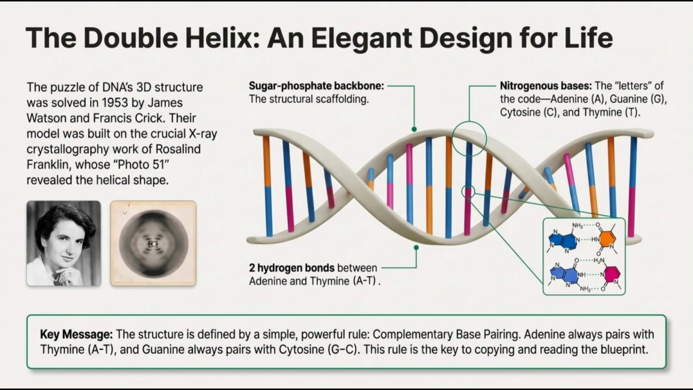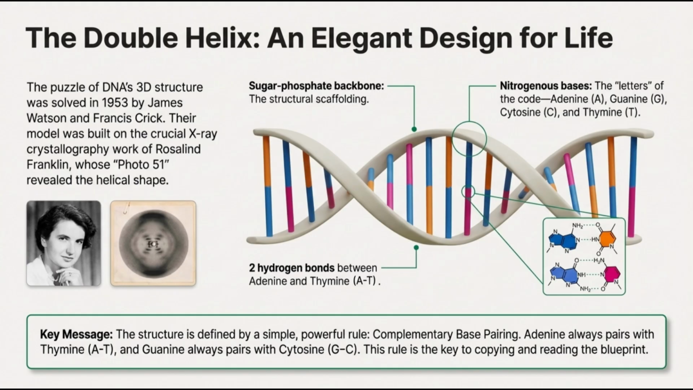Exactly. And the specific pairings, A with T and G with C, were determined by the way they form hydrogen bonds. A and T form two hydrogen bonds, while G and C form three, making that pair a little bit stronger. And this elegant solution perfectly explained a mystery known as Chargaff's rules. For years, Erwin Chargaff had shown that in any organism's DNA, the amount of A always equals the amount of T, and the amount of G always equals C. The Watson and Crick model showed why: because they're always paired together.